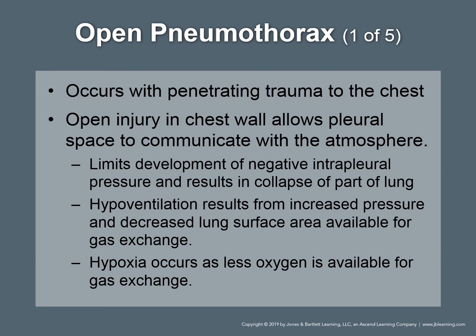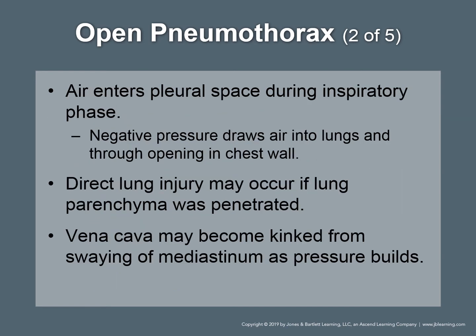You may start seeing the jugular veins slightly distend with the simple. When you move to a tension, that's when you really start having those hemodynamic compromises, and you'll have hypoxia because you lose that surface area for gas exchange. Air enters the pleural space during the inspiratory phase, and the negative pressure is what sucks that air in through the hole. Once it gets in, it's unable to escape. You can also have direct lung tissue injury or injury to the parenchyma, and that's from that penetrating trauma that went in and actually made the primary injury tissue damage.